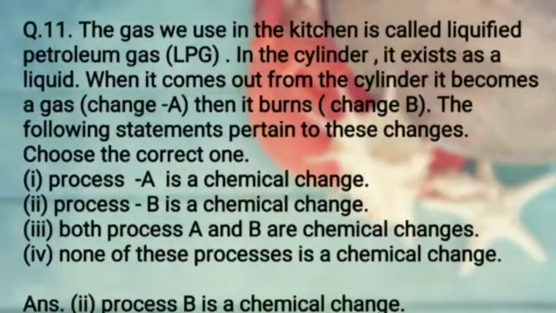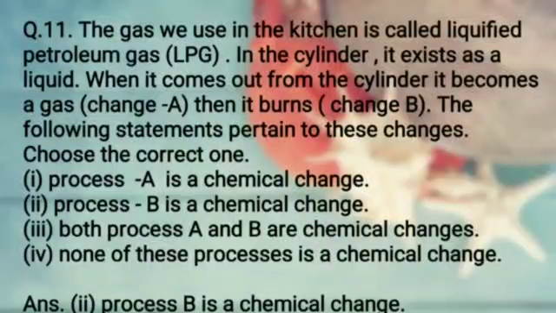The gas we use in the kitchen is called liquefied petroleum gas, that is LPG. In the cylinder, it exists as a liquid. When it comes out from the cylinder, it becomes a gas, that is change A. Then it burns, that is change B, the second change. The following statements pertain to these changes. Choose the correct one. So here 4 options are given. Among these 4, you have to choose any one correct option. So here 2 changes are given in total.